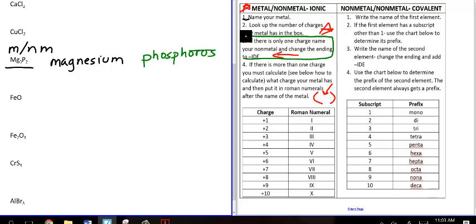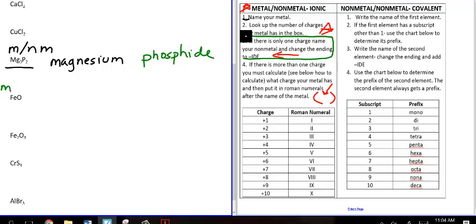Drop the ending, usually the last two vowels in, and add IDE. So that's magnesium phosphide. And that's it, you're done. No prefixes, no Roman numerals. So if your metal only has one charge in the box, that's all you need to do.